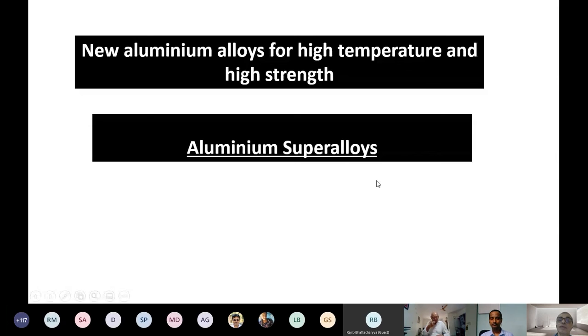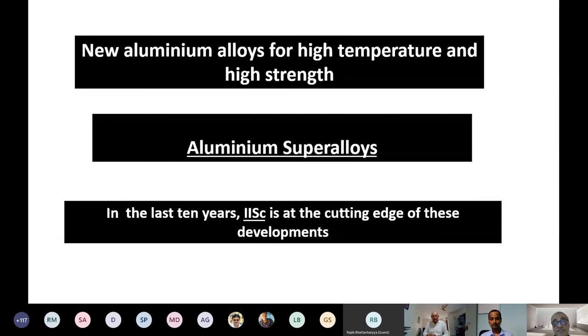started by Northwestern University in Chicago, by Paul Sedman and his group. I'll come to that later. And later on, we did very extensive work in the last 10 years. And IISc is today at the cutting edge of these developments. I'm going to tell you the story of our work to develop these alloys. It has not yet come to commercial, but it is on the verge of coming to commercial.